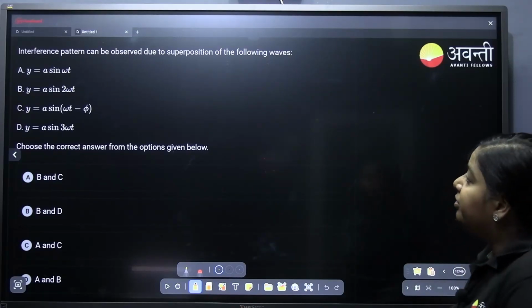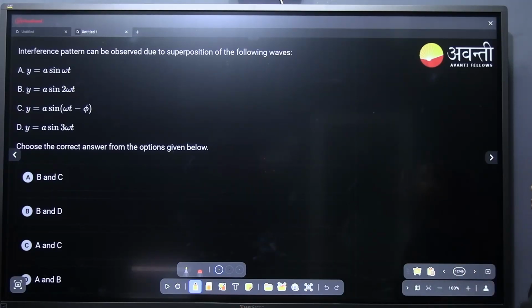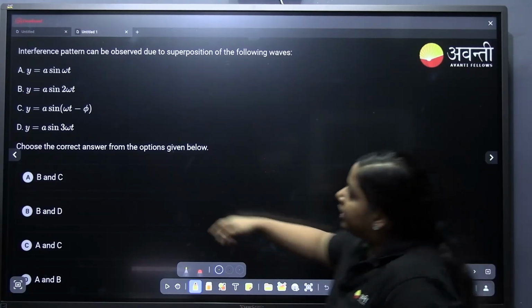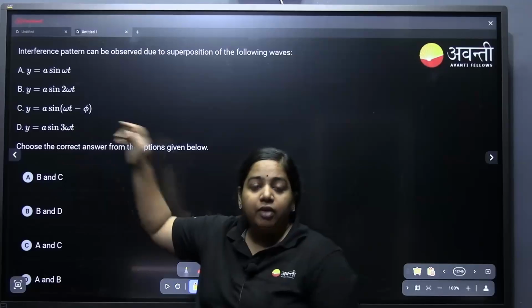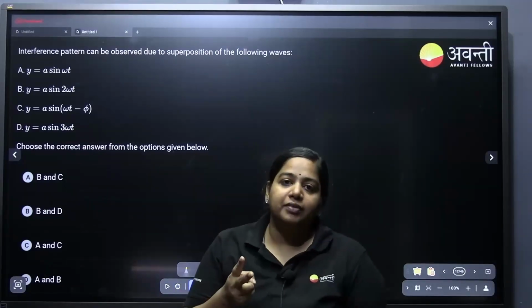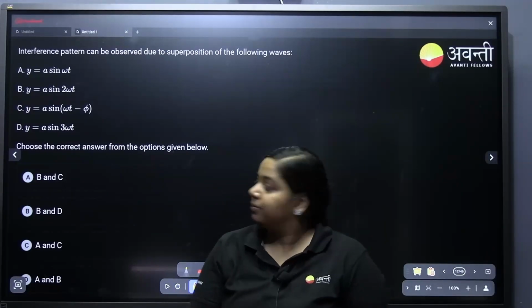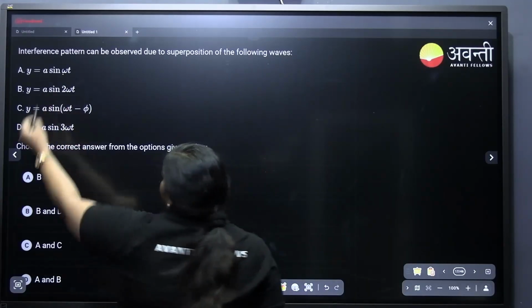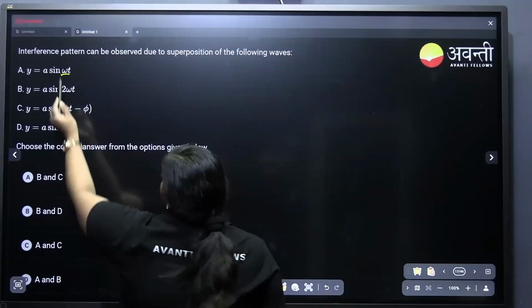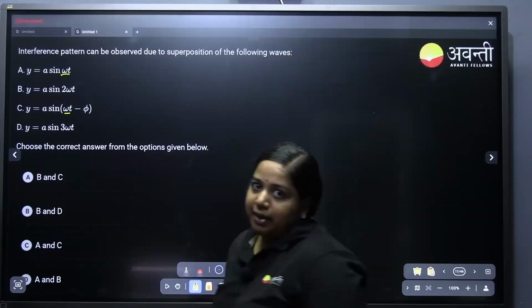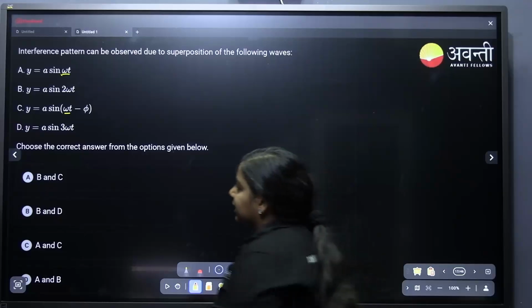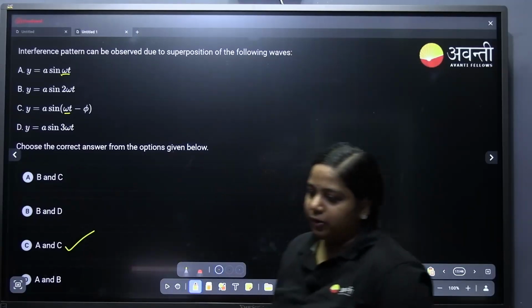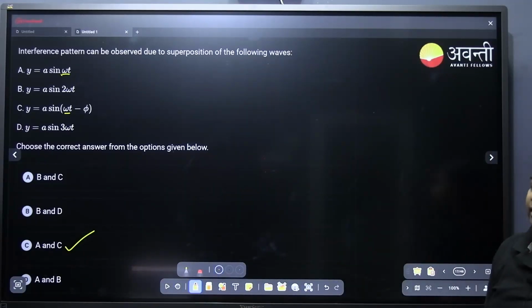Next one, interference pattern can be observed due to superposition of following waves. Choose the correct one. There are these 4 waves, and we need to find which 2 waves can give interference. Option C, yes, correct. Why? Because I told you amplitude can be anything, but frequency should be the same. That is only for A and C. So the answer is option C. Very good. Okay, then we can move on to the next question.